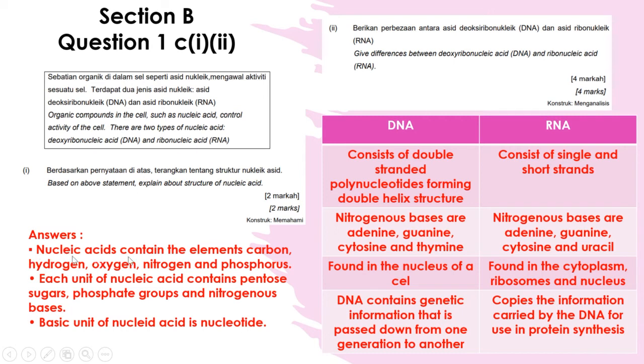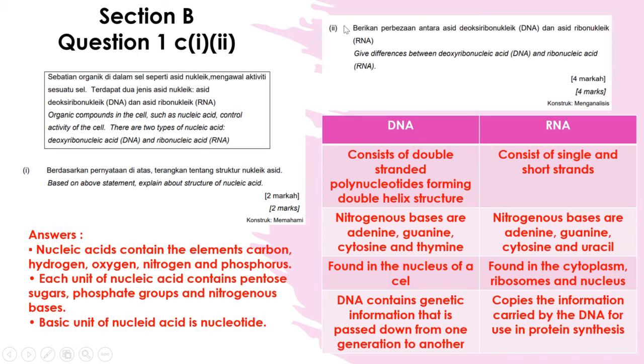Nucleic acid contains the elements carbon, hydrogen, oxygen, nitrogen, and phosphorus. Okay, first point, or first mark. Each unit of nucleic acid contains pentose sugar, phosphate groups, and nitrogenous base. So the basic unit of nucleic acid is the nucleotide. Each nucleotide consists of pentose sugar, phosphate groups, and nitrogenous base. That is about the structure of nucleic acid.